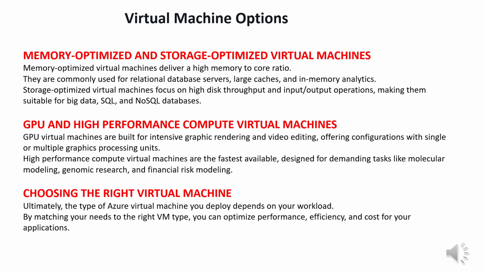Storage-optimized virtual machines focus on high disk throughput and input-output operations, making them suitable for big data, SQL, and NoSQL databases. GPU and high-performance compute virtual machines. GPU virtual machines are built for intensive graphic rendering and video editing, offering configurations with single or multiple graphics processing units. High-performance compute virtual machines are the fastest available, designed for demanding tasks like molecular modeling, genomic research, and financial risk modeling.